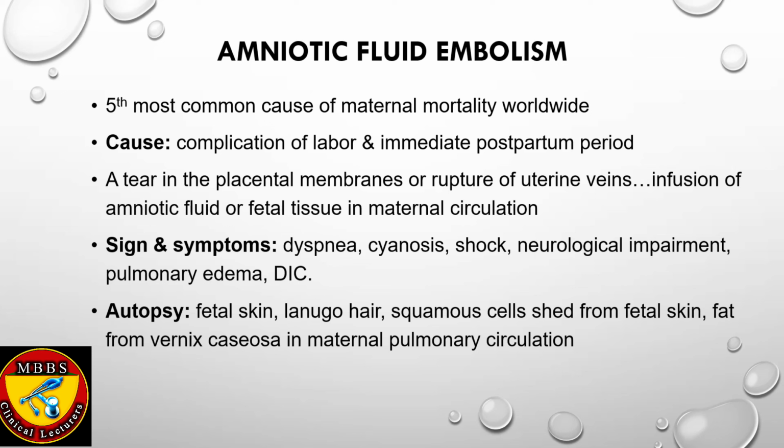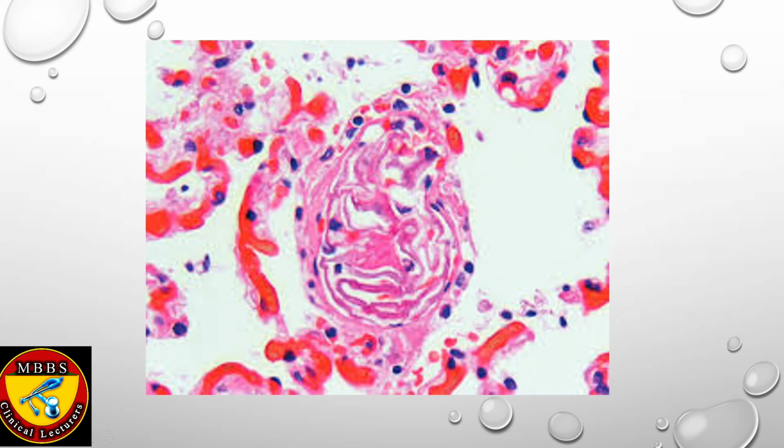So at autopsy, if the mother does not survive, what we see is that fetal skin, lanugo hairs, squamous cells shed from the fetal skin, and fat from vernix caseosa are present in the maternal pulmonary circulation. So here you can see this is the pulmonary vessel, and in the center these whorled structures are the fetal squamous cells, and the rest of the tissue is showing edema, and the red areas are blood vessels showing hemorrhage.